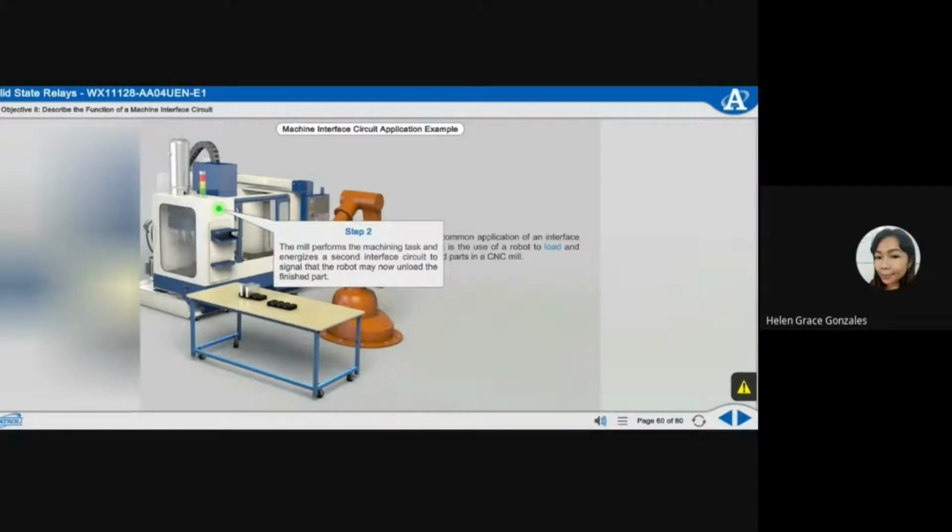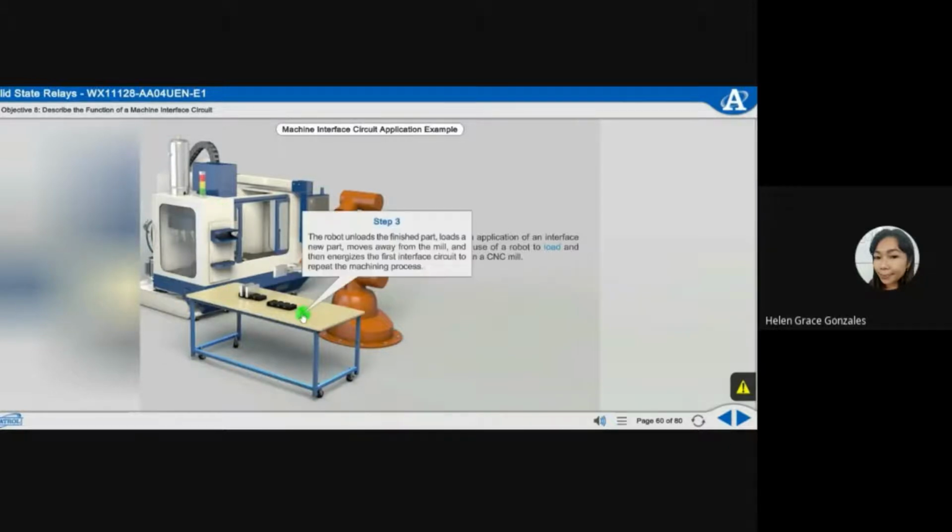Step 2. The mill performs the machining task and energizes a second interface circuit to signal that the robot may now unload the finished part. Step 3. The robot unloads the finished part, loads a new part, moves away from the mill, and then energizes the first interface circuit to repeat the machining process.